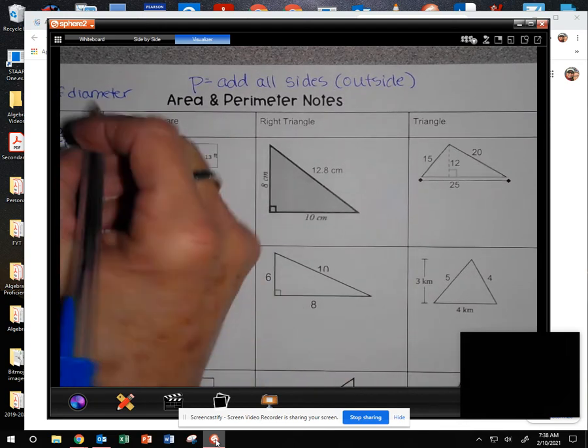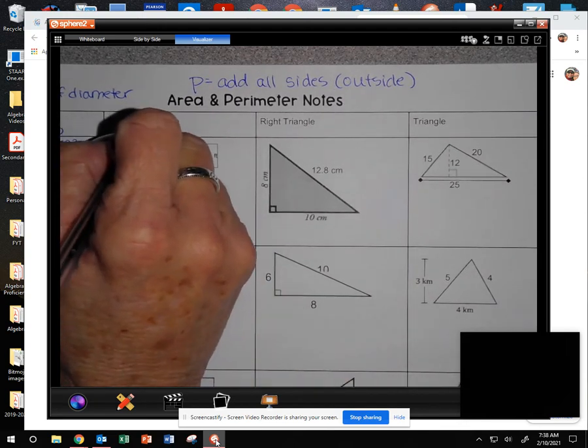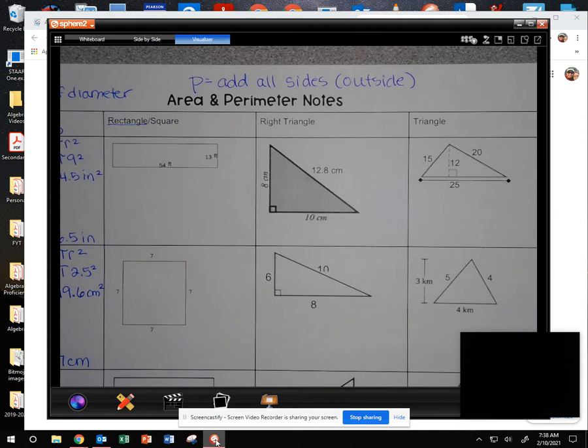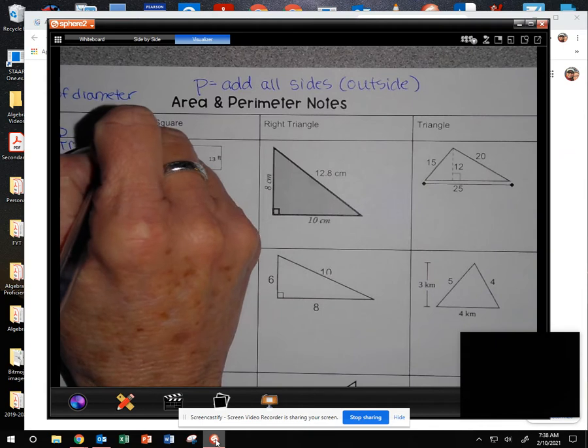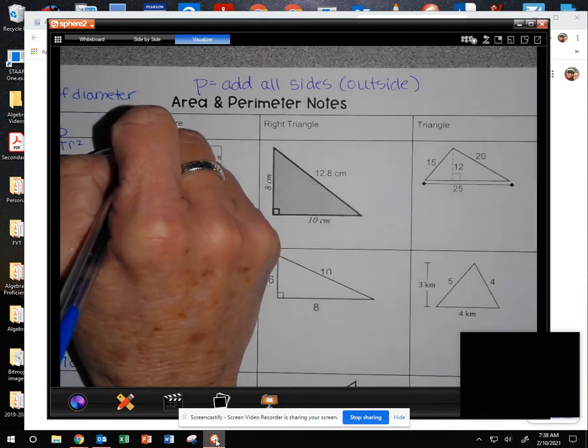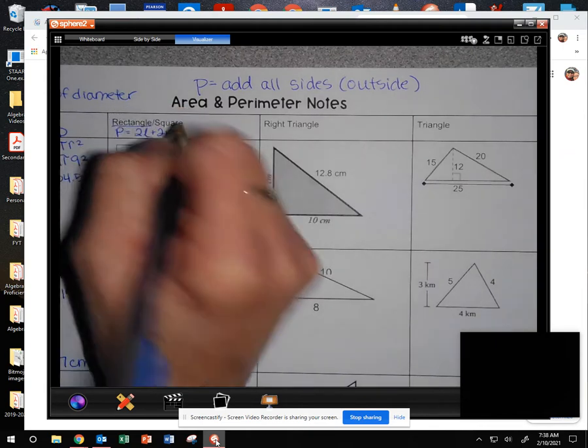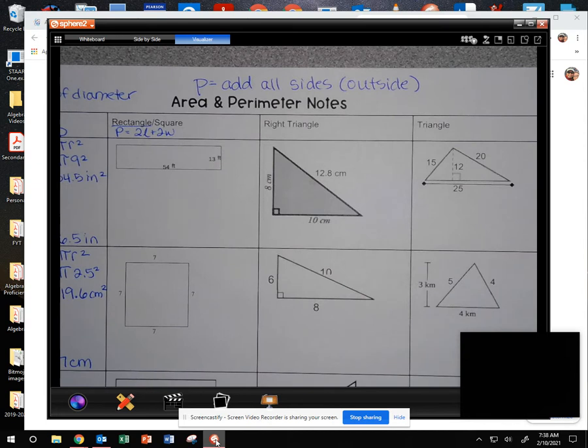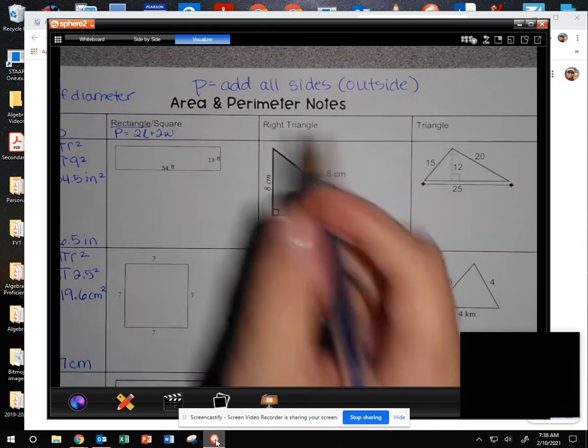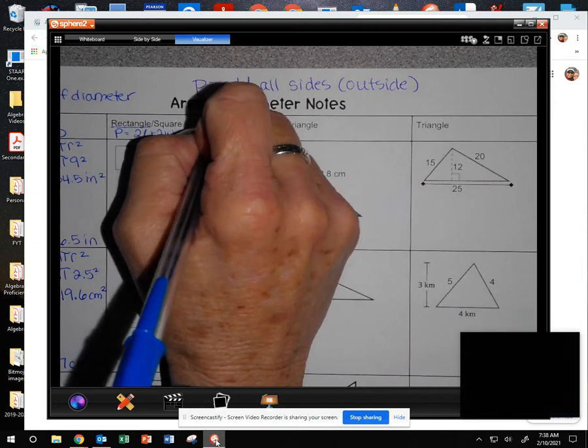Now on a rectangle, we have a formula that goes with perimeter. I don't care which one you use, but I want you to be familiar with this formula. P equals 2L plus 2W. That's to find the perimeter of a rectangle, and you will see that when you get to high school and use this in algebra a lot. But the area for both a rectangle and a square is area equals length times width.